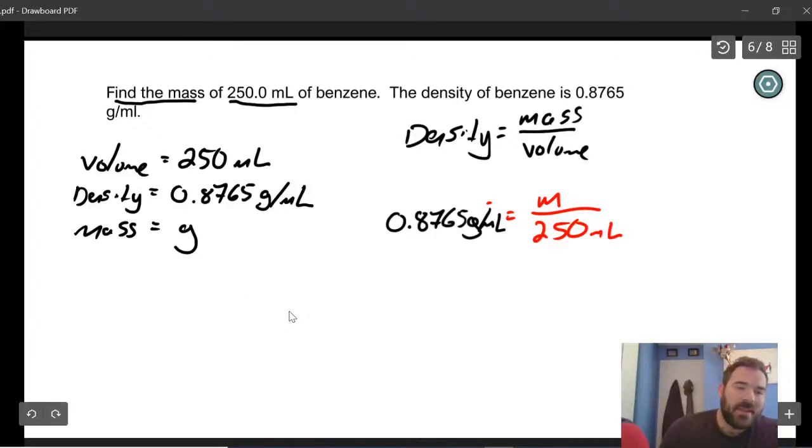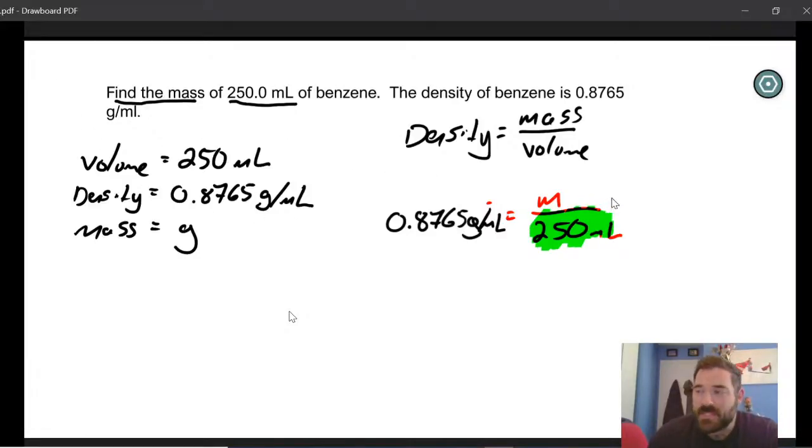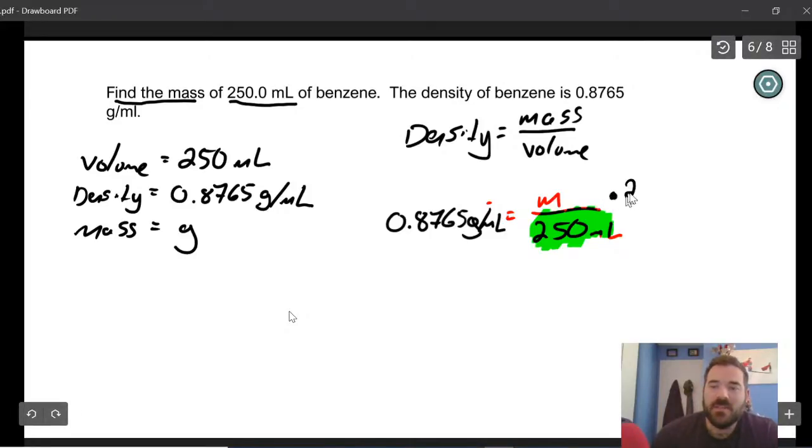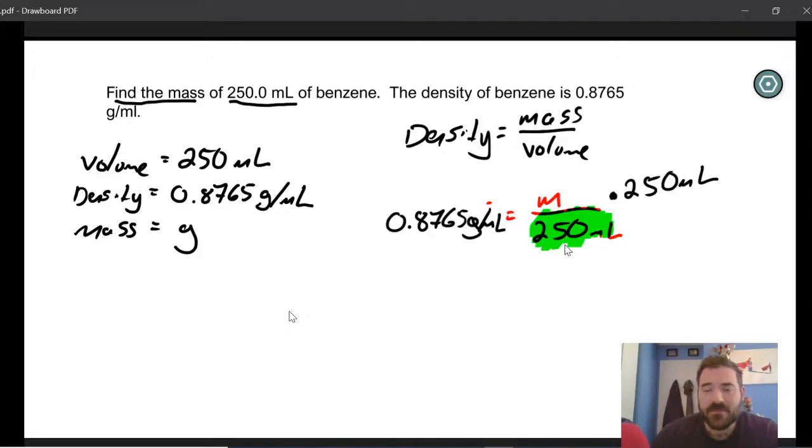And in order to eliminate a constant that we don't want, we can do that by doing the opposite operator. What I mean by that is this M is being divided by 250. If I want to get M all by itself, I have to do the opposite of what's being applied to it. So what's the opposite of dividing by 250? Well, multiplying by 250. If I divide and multiply by the same number, they cancel out.